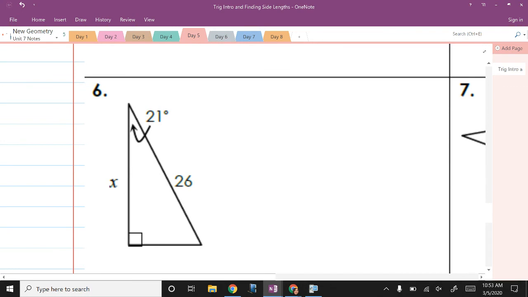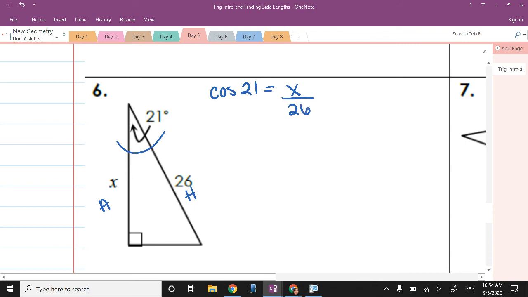Number 6. So we're going to use it based off of this angle. What is the x's relationship to that angle? Adjacent. And the 26 that they gave me is the what? Hypotenuse. Is everybody okay with that? So what do you think we're going to use? Sine, cosine, or tangent? Cosine is adjacent over hypotenuse. So we're going to say cosine 21 equals adjacent, which is what? X over the hypotenuse, which is 26.